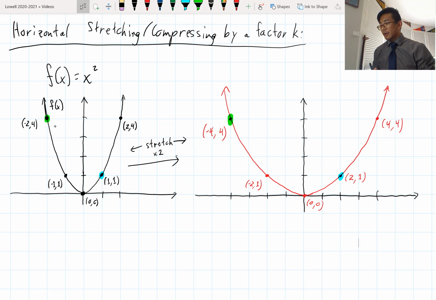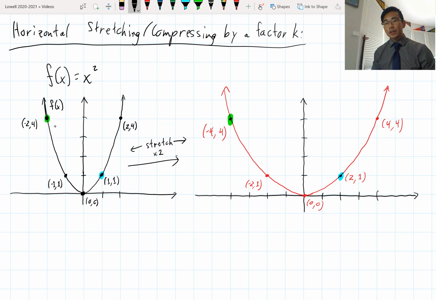And so every coordinate or every point on the original function gets pulled twice as far away from the y-axis than it originally was. And so that would be saying you'd be essentially doubling the x-coordinate. So this point right here, the green one, if it was at -2 before, now it's at -4 on the x. But it still maintains its same height. Be careful of that. It maintains its same height.